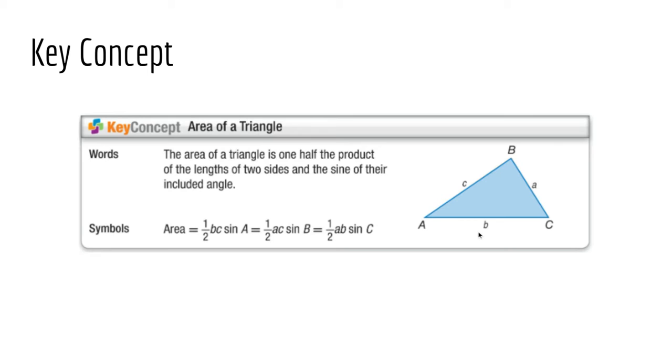So if I'm doing the area, it equals 1/2 the side of B times the side of C times the sine of angle A. So you're going to be using sine this whole entire section, no cosine or tangent. So seeing an example is the best way to explain this area of a triangle problem.